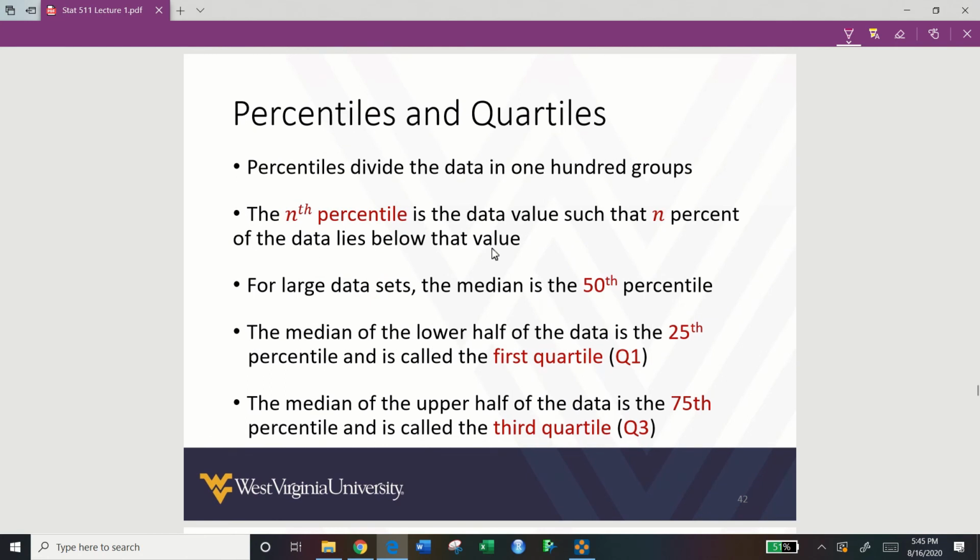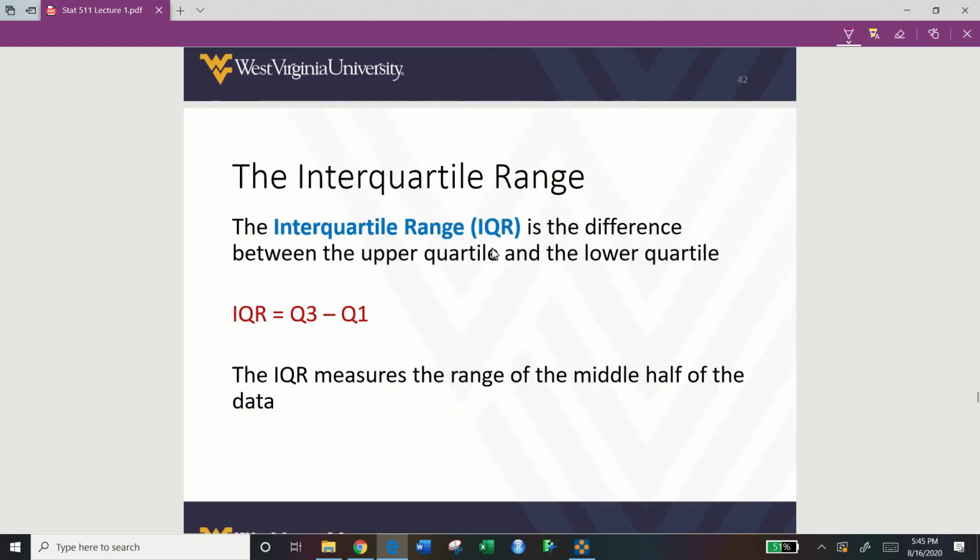So percentiles divide our data into 100 groups. The nth percentile is the data value such that n% of the data lies below the value. For our large data sets, our median is our 50th percentile. We usually then concern ourselves with the median of our lower half of our data, which is the 25th percentile, and the median of our upper half of our data, which is the 75th percentile. And together, the 25th, 50th, 75th, and of course the 100th, those are our quartiles.